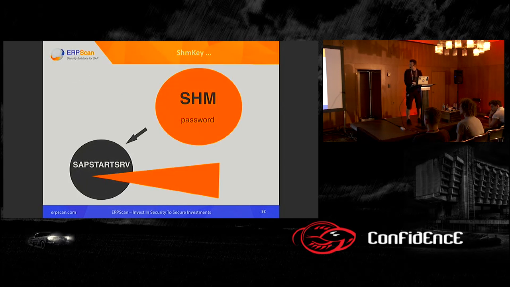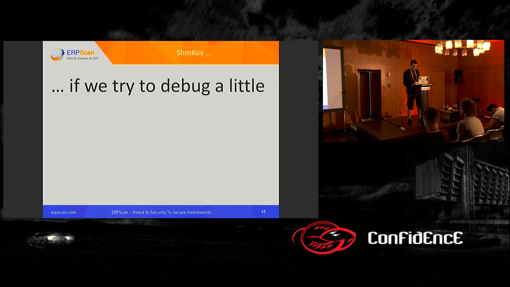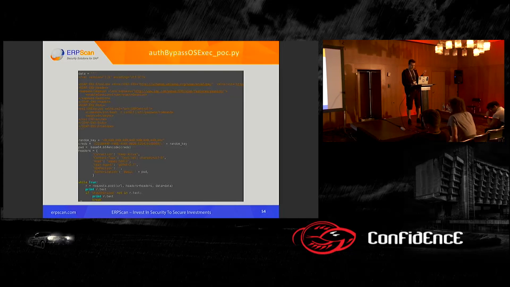But we don't give up. In this slide, you can see our model. SAP start SRV reads some password from SHM memory. If we try to debug a little, for debugging we write a small Python script which tries to execute the auth execute method, using a hardcoded username and a random key. In our case, we set the password blah blah blah. Sorry for the bad image. Afterward, we attached to sapstartsrv using our debugger, GDB, and tried to understand what key is expected by SAP SRV.